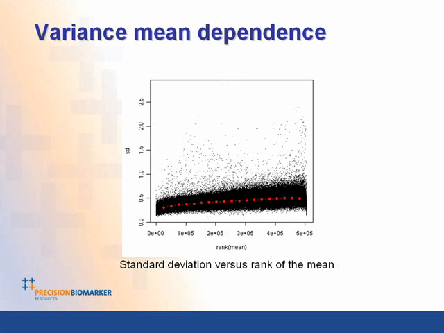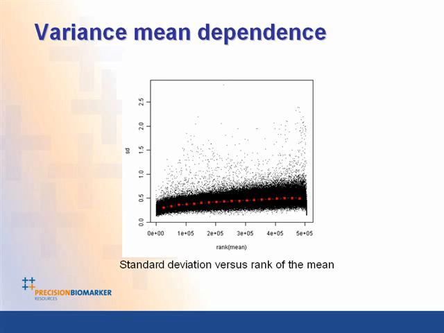Another important test is this variance mean dependence. And this is basically looking at what is the distribution of variance at different levels of fluorescence intensity. As fluorescence intensity increases, sometimes the variance increases along with it.